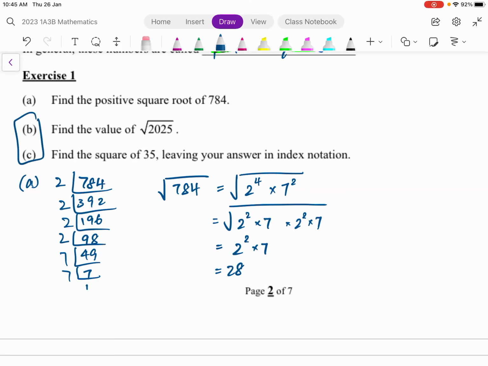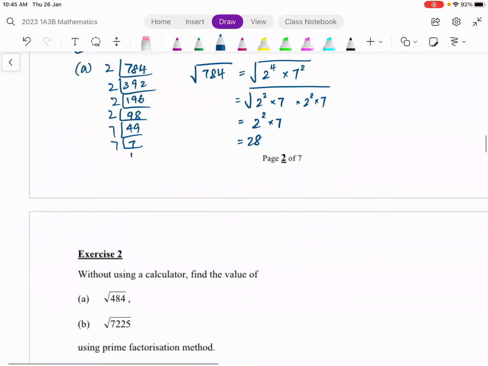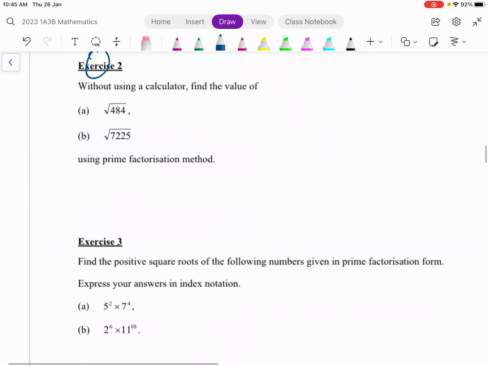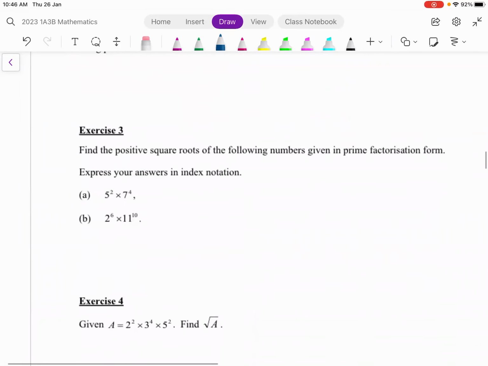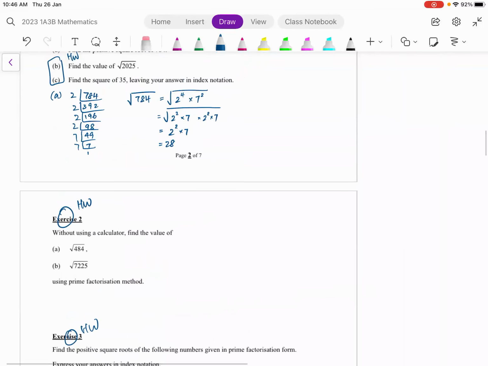So these are your homework questions, exercise 1B and 1C. Likewise, exercise 2, homework. Okay, let's start exercise number 3. Any questions on the homework requirements? If not, that's the end of the lesson. Class 10.